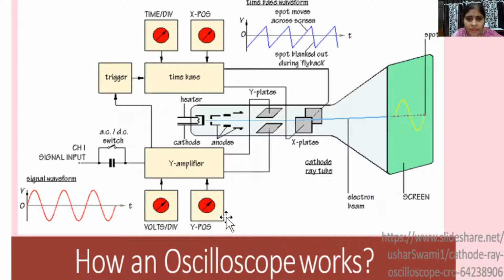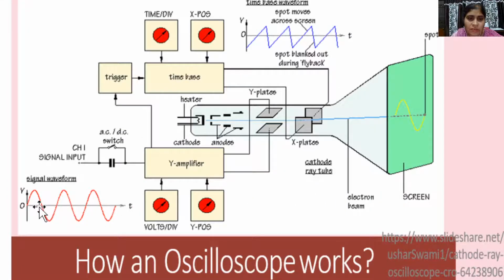This volts per division and Y position, time per division and X position, these are the front panel knobs. We will discuss about this later on. First, I want to discuss the function and working of this block diagram.